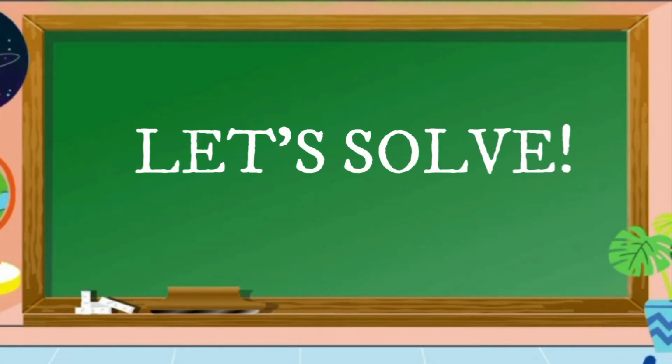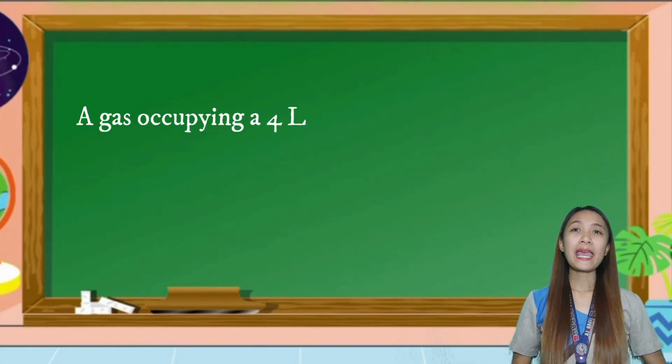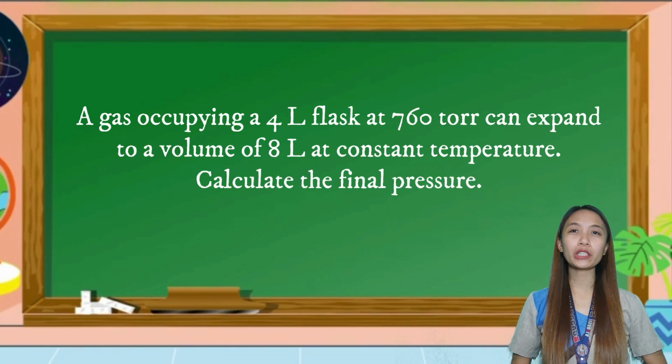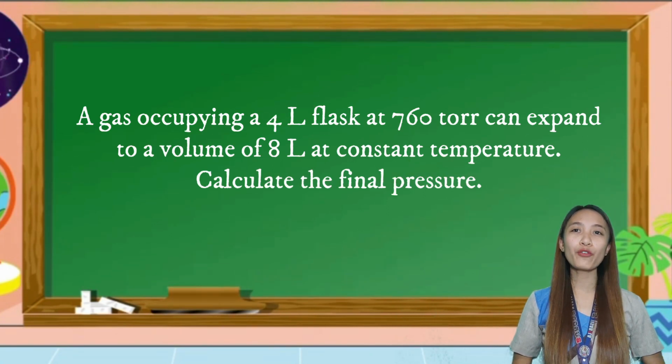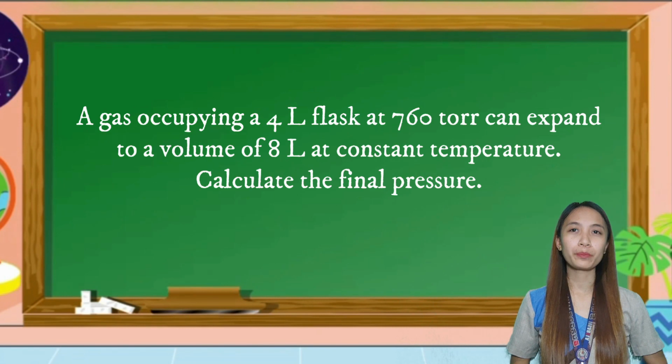Now, let's try to solve problems involving Boyle's Law. A gas occupying a 4-liter flask at 760 torr can expand to a volume of 8 liters at a constant temperature. Calculate the final pressure.